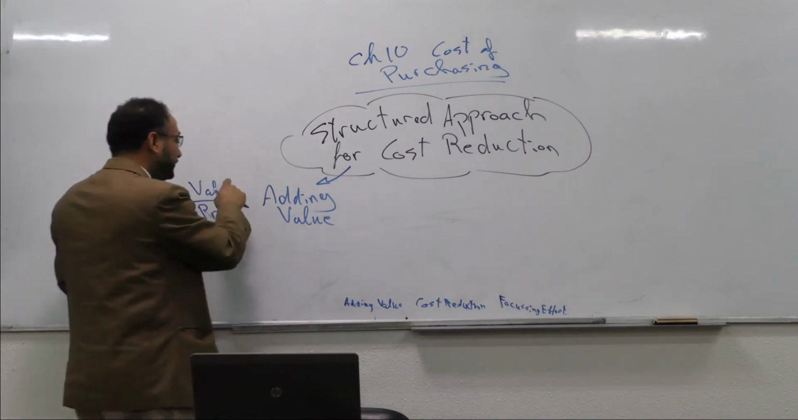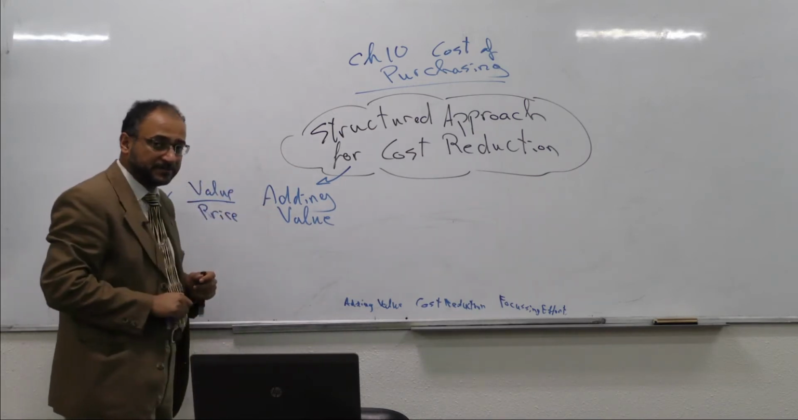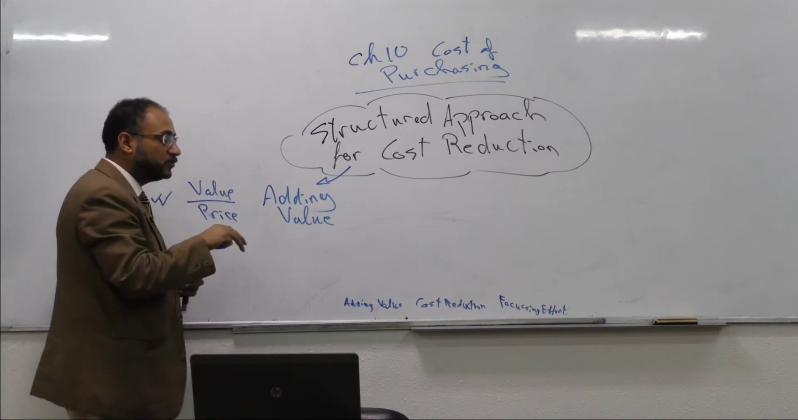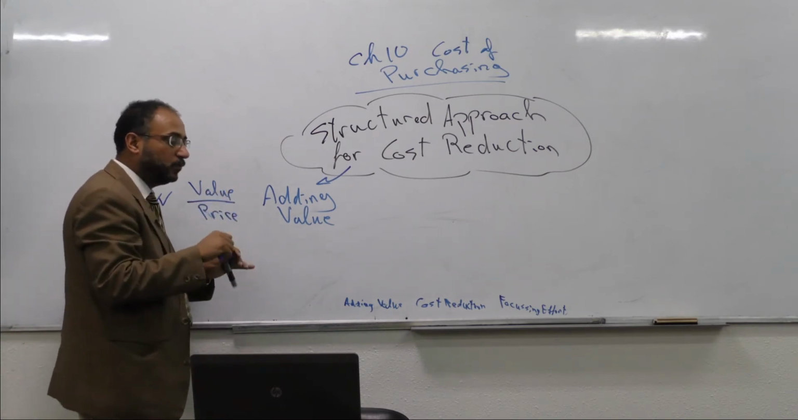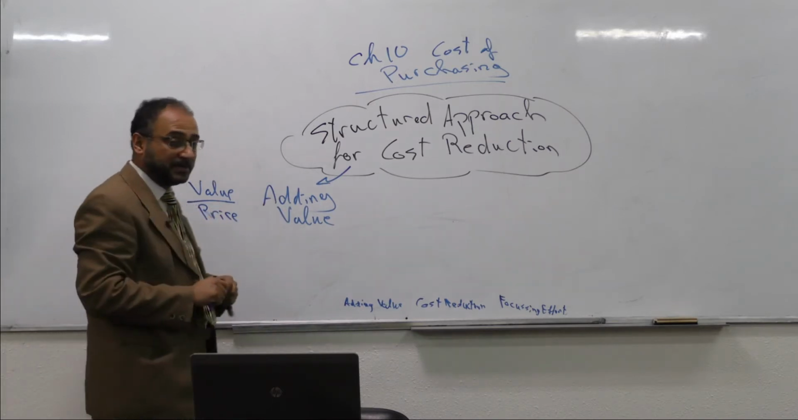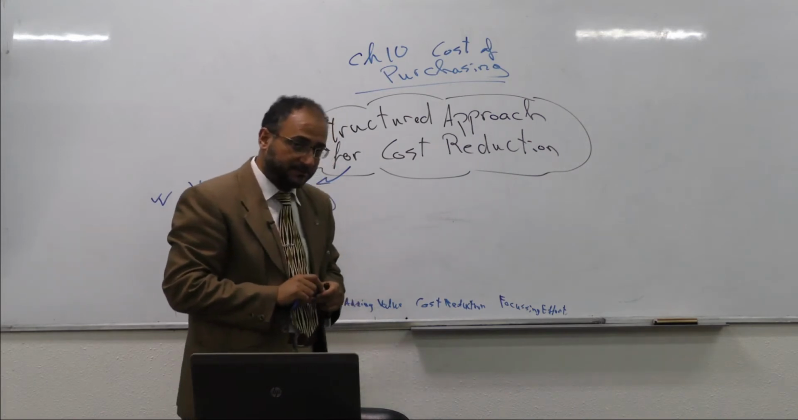If the value is higher than the price, we will purchase. If the value is nearly the price, we are somehow going to purchase if we need this item. But if the value is lesser than the price, nobody will purchase it.